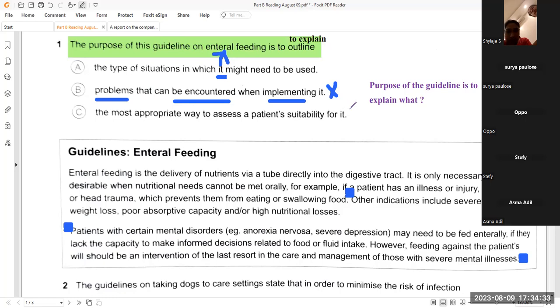No, ma'am. So of course, what is the answer? Option A. See, they have talked about many situations, right? When a patient has head trauma, neck trauma, eating problem, swallowing problem, nutritional loss, anorexia nervosa, severe depression. So they have listed a lot of scenarios where we can use enteral feeding.